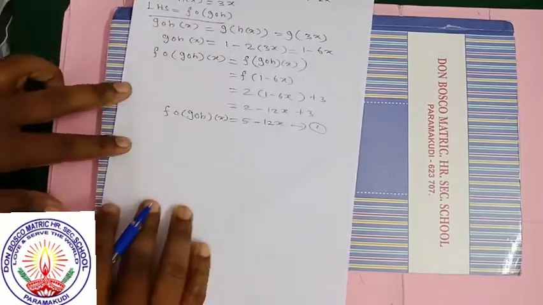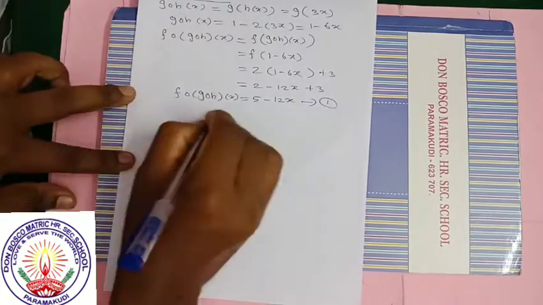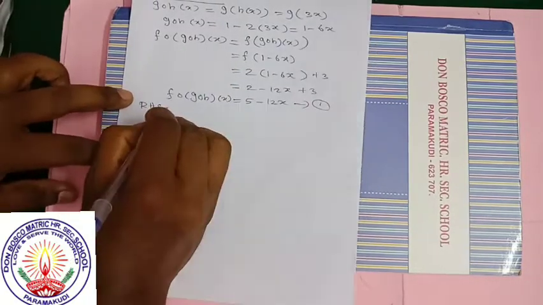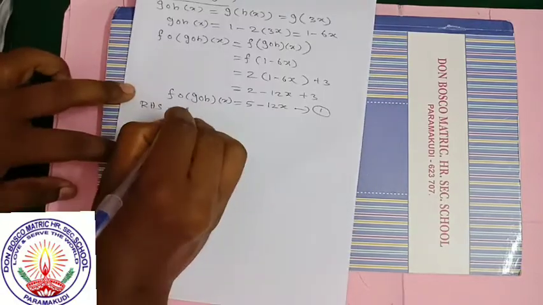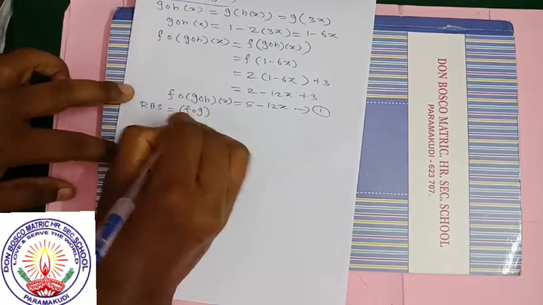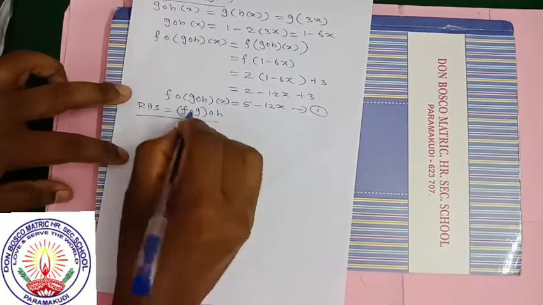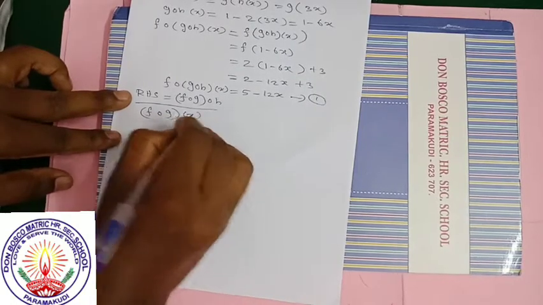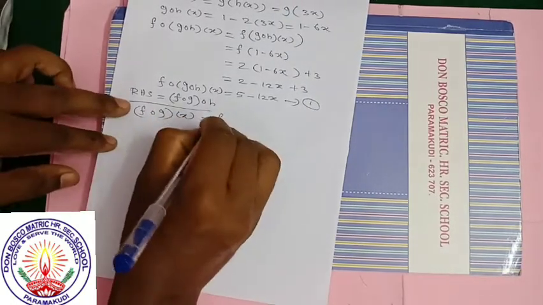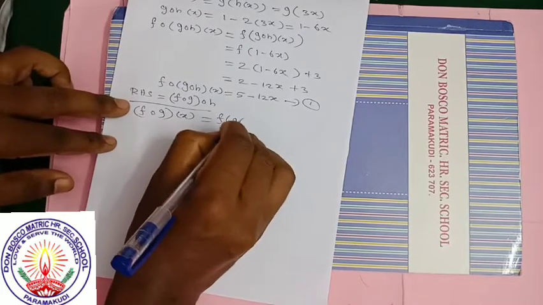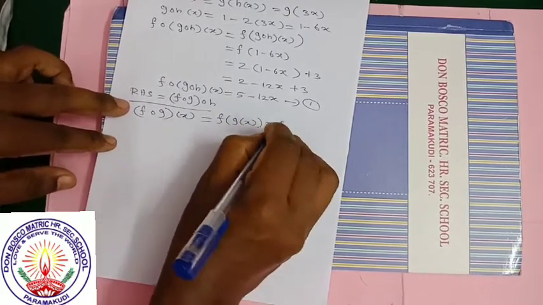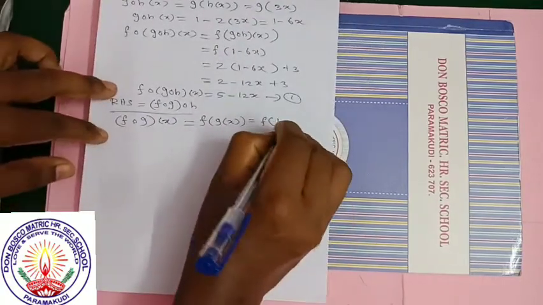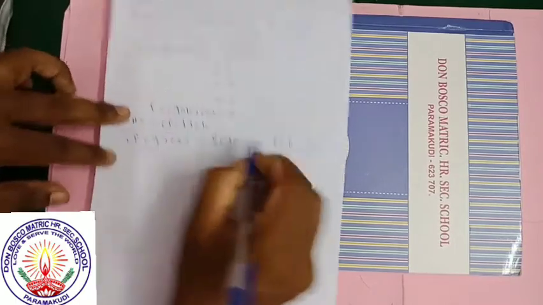So we have found the left hand side. Now let us find the right hand side. What is the right hand side? Right hand side is equal to f composition g composition h. What is given in the bracket? f composition g. Let us find the function of x, which is equal to f of g of x. What is g of x? g of x is equal to 1 minus 2x. It is 1 minus 2x, which is equal to f of something.